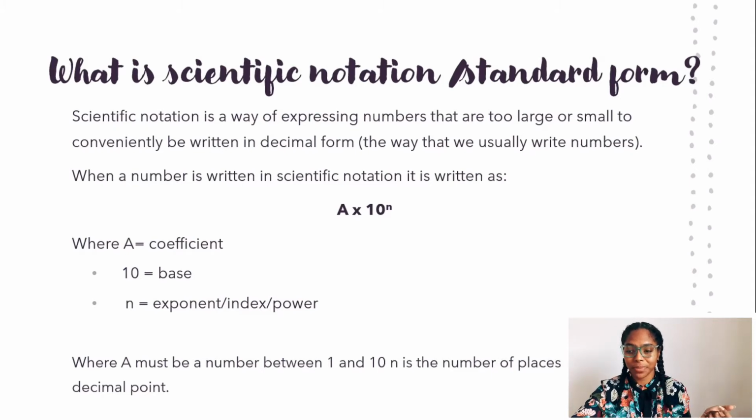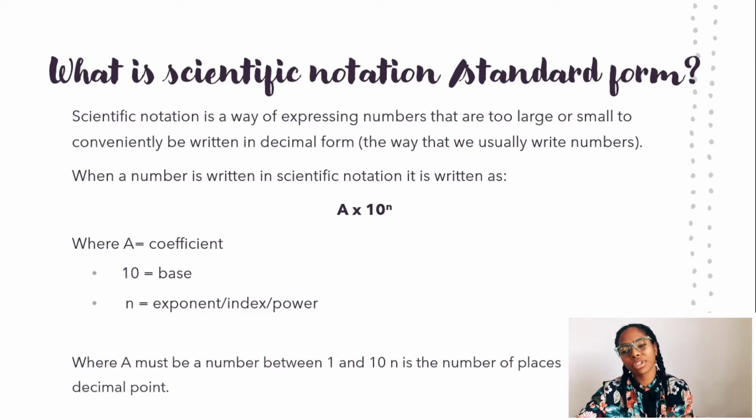Scientific notation is a way of expressing numbers that are too large or too small to conveniently be written in decimal form. Decimal form is just basically the way that we always write numbers. So 50, 25.3, 0.0025789 are all written in decimal form.